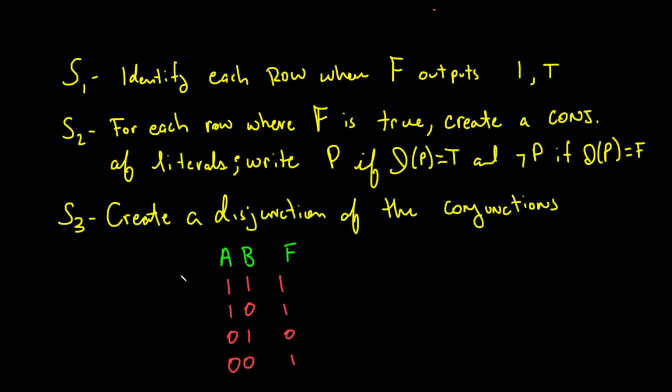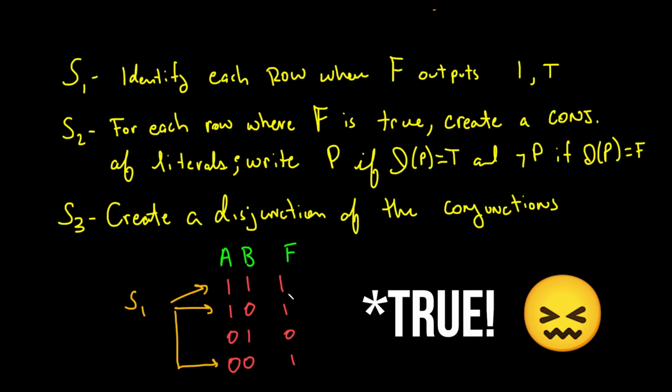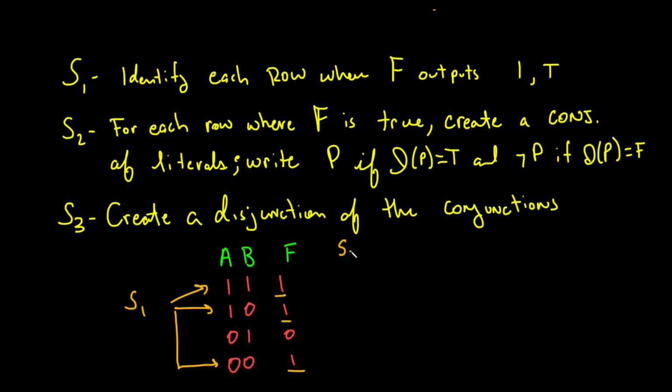So here we have a truth table, and step 1 will be to identify where the function outputs a value of true. This would be rows 1, 2, and 4. Then step 2 will be to create a conjunction for each row. So we would create A and B. We'll write the propositional letter when it's assigned a value of true, and the negation of the propositional letter when it's assigned a value of false. So we'll write A and not B for row 2. And for row 4, we'll write not A and not B. The reason for that is because A and B are assigned a value of false.